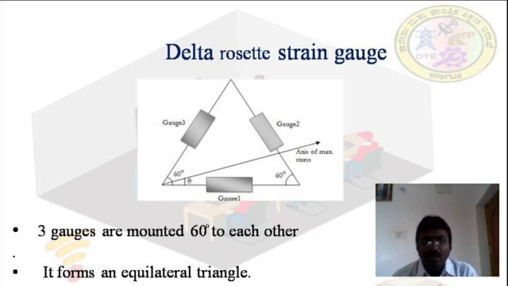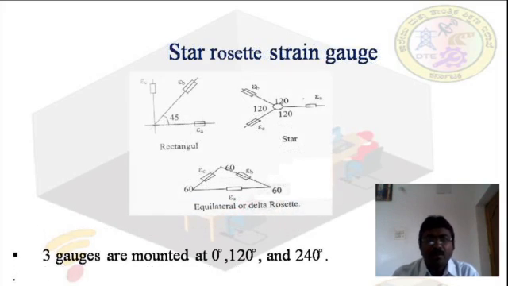Now let us see the third type of rosette arrangement, that is the star rosette strain gauge. The star rosette strain gauge consists of three gauges and the gauges are mounted at 0 degree, 120 degree and 240 degree. So in the figure, that is the second figure, that is the star type, you can see the angle between each gauge is 120 degree. The three gauges which are arranged at 120 degree to each other give the strain set: strain 1, strain 2 and strain 3 in different directions, that is at 120 degree.